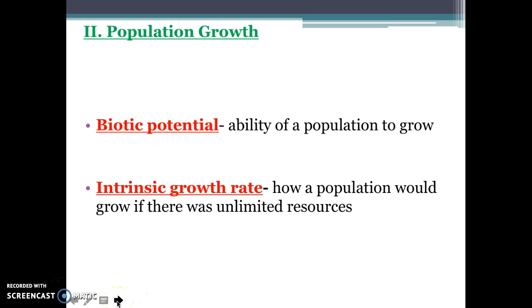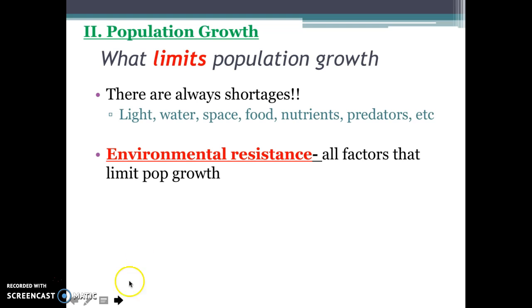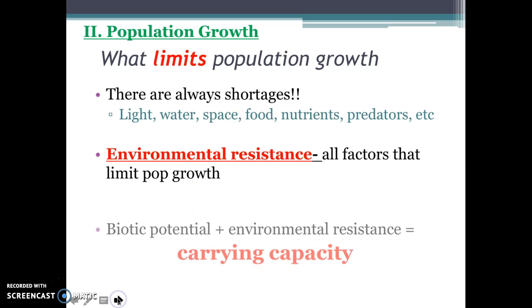So, knowing these two terms, things that actually limit population growth: there are always going to be shortages. You've got your light. If you're in a forest, at the bottom of the forest, you're not going to see a lot of light. Shortage of water, space, food, nutrients, predators, all of those good things. All of the factors that limit population growth are called environmental resistance. So all of these things are factors that could limit a population from growing. That is part of environmental resistance.